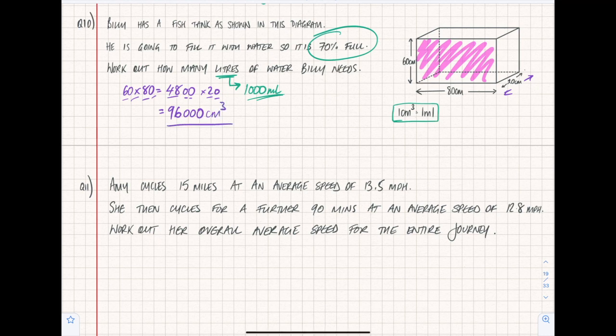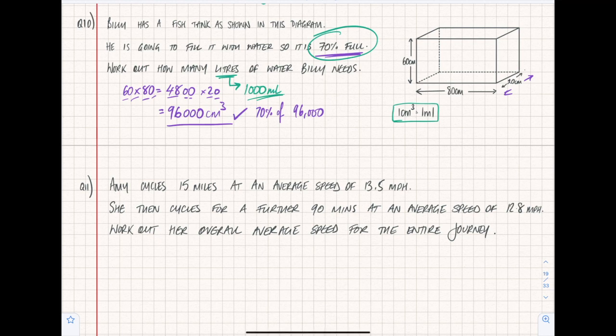96,000 centimetres cubed. I've just picked up a mark because I've identified the question's about volume. So this fish tank has a total volume of 96,000 centimetres cubed. Let's read the next part. It's going to fill it with water, so it's 70% full. So I now need to find 70% of 96,000.